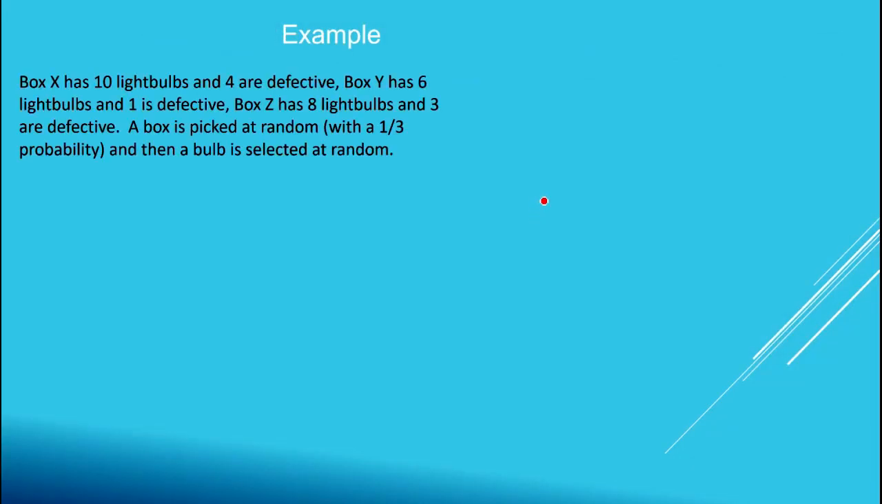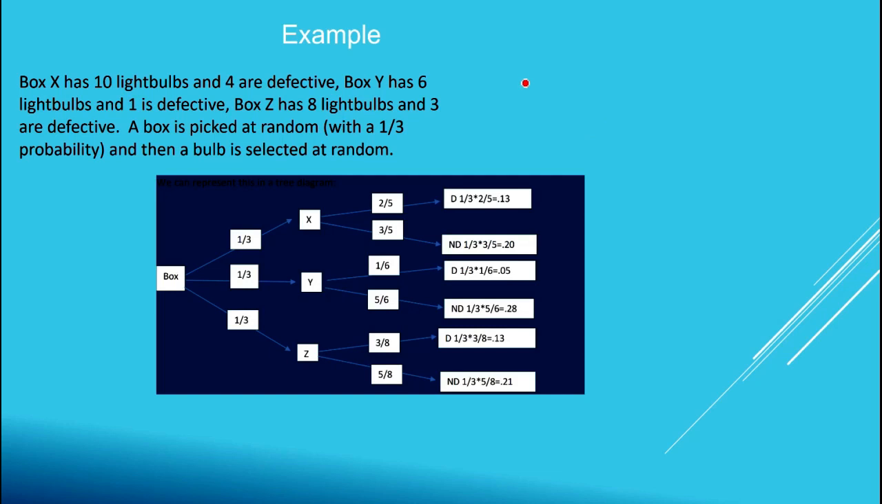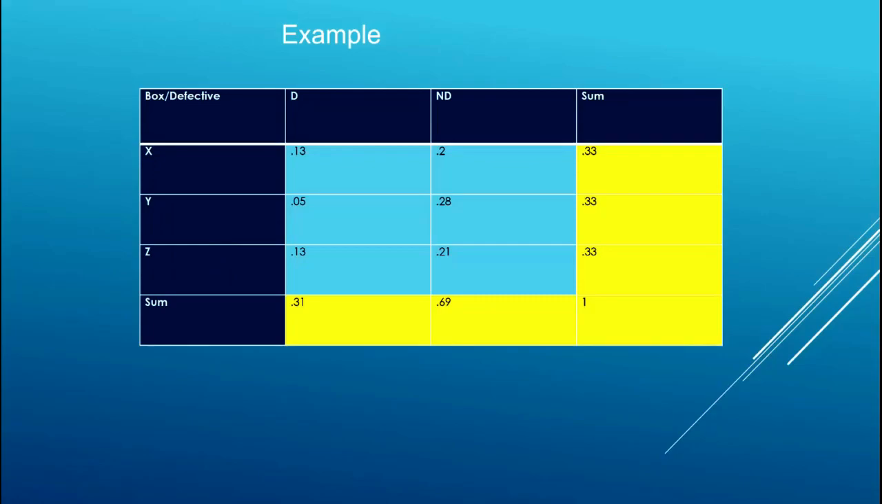Here's an example. Again, coming back to our box and light bulb two-step experiment. Here's the experiment. Again, we're selecting the box first with a 1/3 probability each, and we have conditional probabilities of defective and non-defective depending on the box that we actually pick. What I'm looking for here is the probability of A or B. So I could answer a question like, what is the probability that I select box X or I get a defect? So with the union, the key word is or, and we want the addition rule.